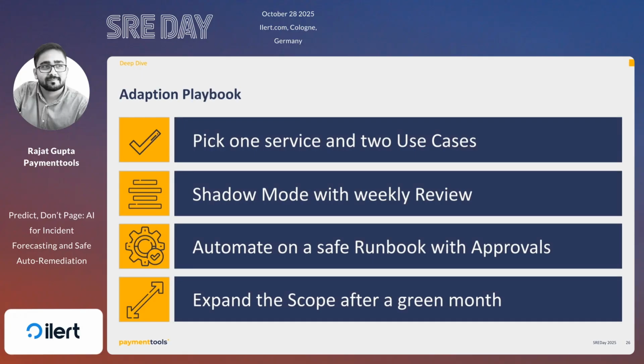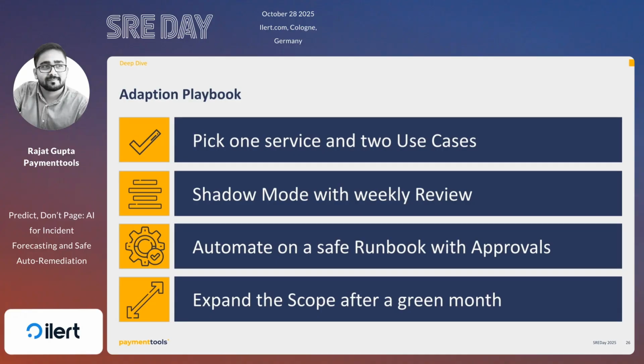And how do we adopt all of those things? We can start by picking just one service. We don't need to do it for everything. We start with one service. We pick two use cases in that service. That could be our customer user journeys. We pick normal customer user journeys and start with those. We roll this out in shadow mode with weekly reviews.